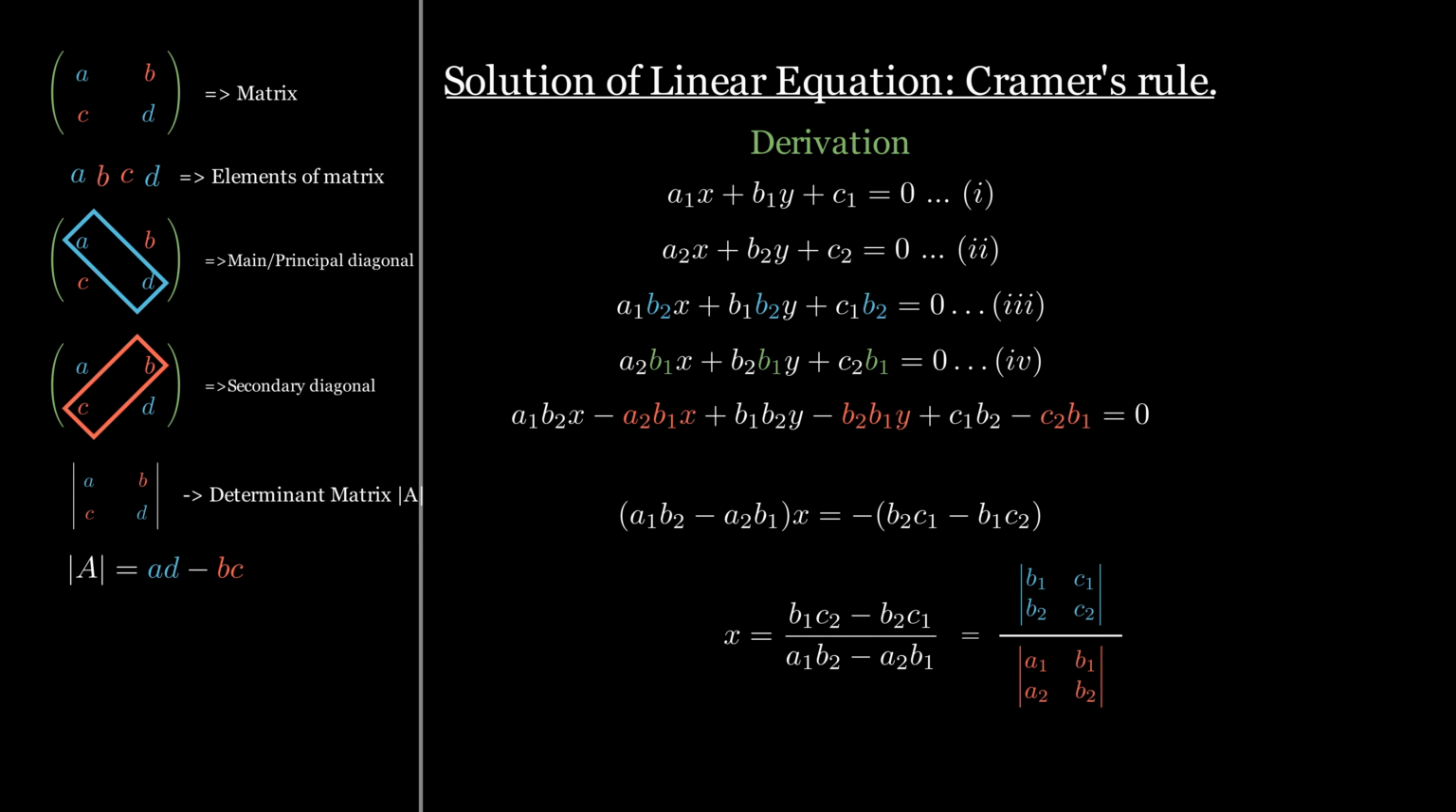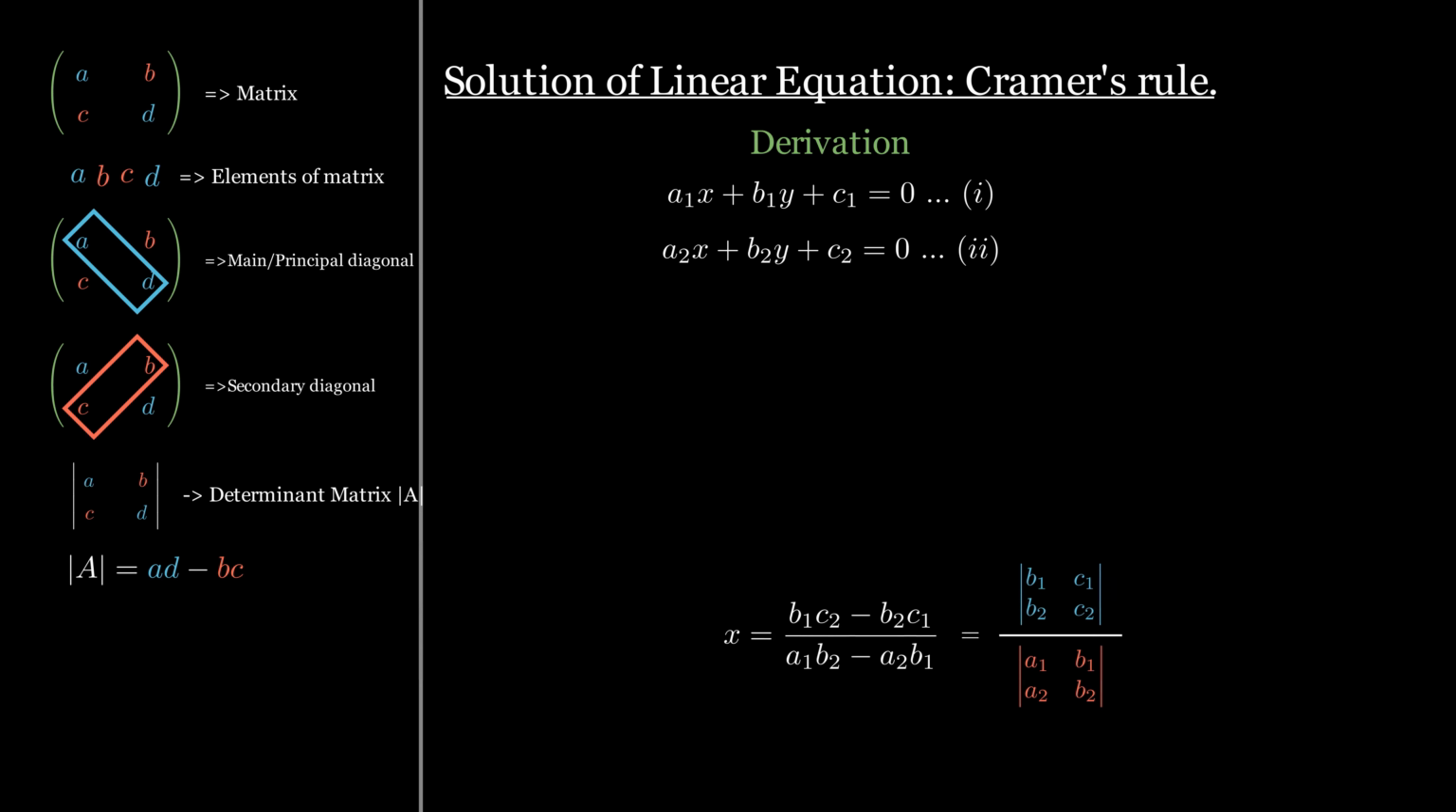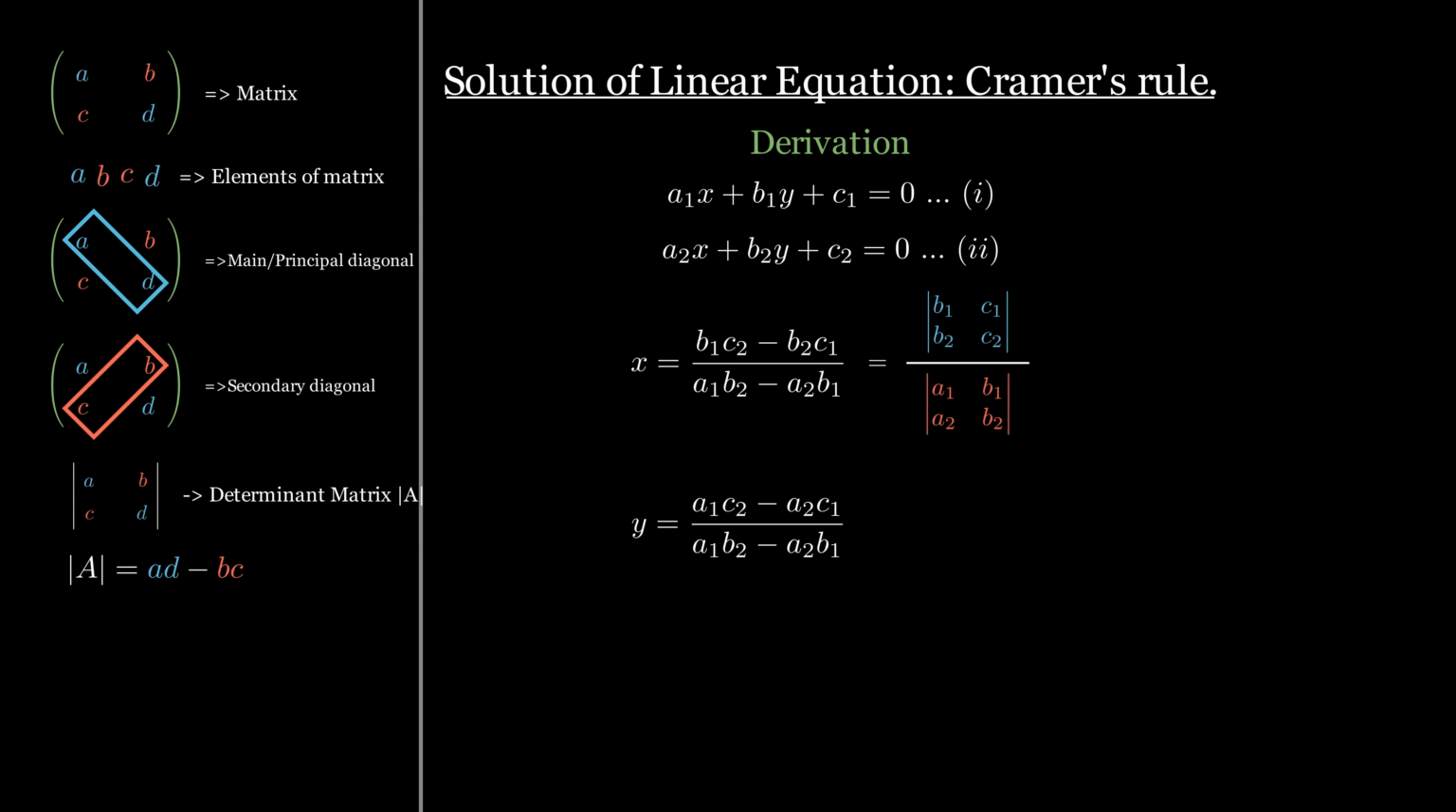The expression in the numerator is just the determinant of the blue matrix and the expression in the denominator is the determinant of the red matrix. Similarly, you can multiply equation 1 by a2 and equation 2 by a1 and subtract to get the expression for y. Here, the denominator cannot be 0 since division by 0 is undefined.